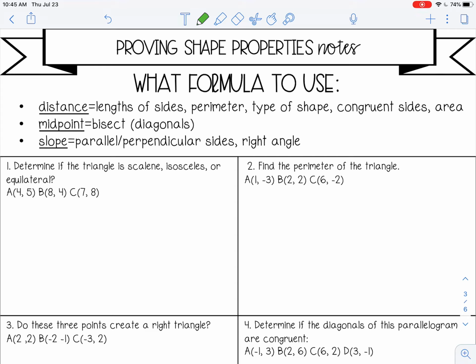Okay, so number one, determine if the triangle is scalene, isosceles, or equilateral. So that would be the type of shape, and it's based on the lengths of the sides. Remember, scalene has no equal sides. An isosceles triangle has two equal sides. And an equilateral has all equal sides.